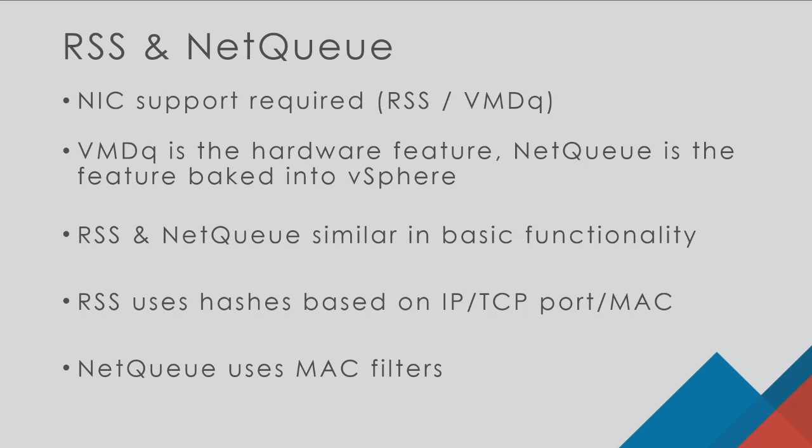And interestingly, most modern NICs support both. NetQueue is mostly enabled by default, and it only uses MAC filters to determine the network I/O and which queue it is put into. Because in the end, both have basic functionality, and that's creating multiple queues for receiving traffic on your physical NIC. RSS, on the other side, does the same, but it leverages more header information to actually balance the queues. So you're talking about IP and TCP, where NetQueue only uses MAC addresses.